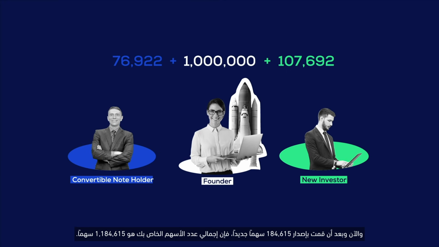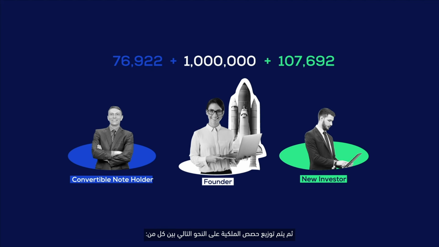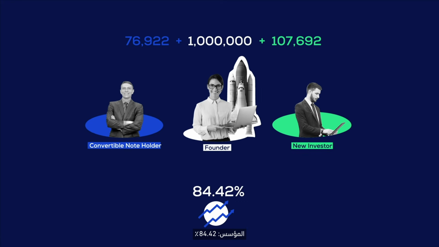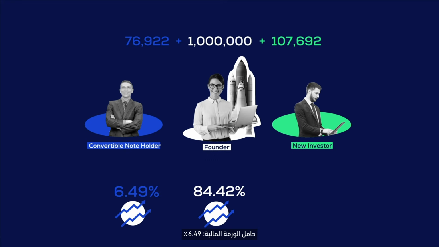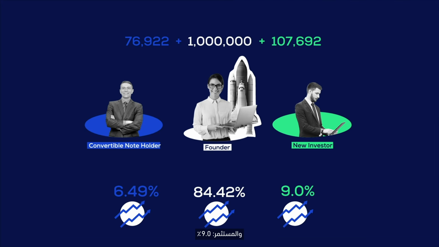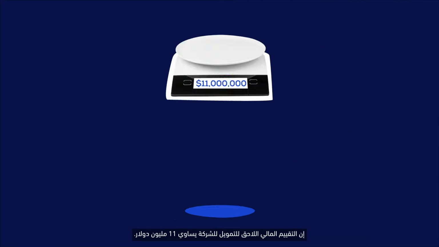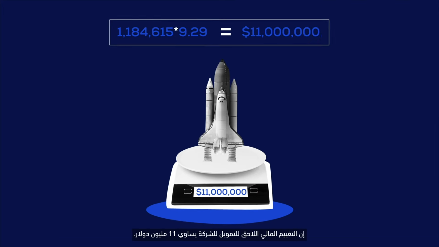Now that you have issued 184,615 new shares, your total number of shares is 1,184,615. Ownership is then distributed as follows between the founder, 84.42%, the note holder, 6.49%, and the investor, 9.0%. The post-money valuation of the company is $11 million.